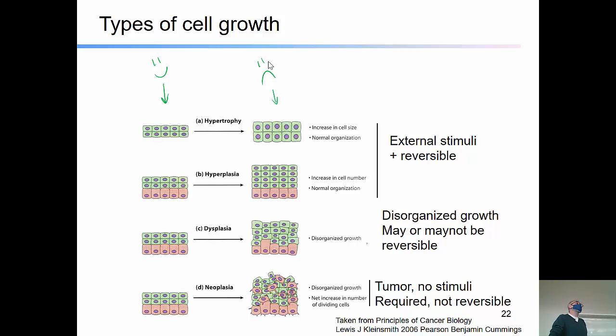Dysplasia is where we start to see some level of disorganization. It looks like there are some hypertrophic cells in here, there's some hyperplasia, but we're getting disorganization. At this point, removal of the stimuli may or may not lead to a reversal, so this is sort of an in-betweener. In contrast, neoplasia cells are no longer dependent on the stimuli. If you remove the stimuli, it won't make any difference. They can't revert. So this is what we call a tumor, a neoplasia.